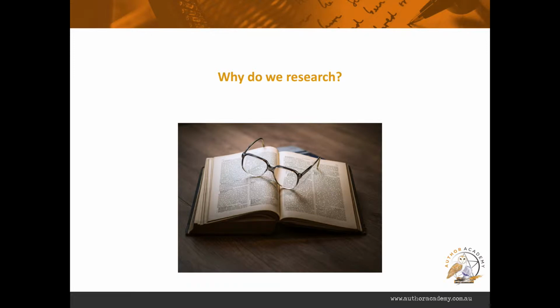So why do we research? The most important reason why you research is to make sure all your facts are correct. Otherwise your credibility is on the line, and that is something you really don't want to jeopardise. Even if you are writing your biography, you will still need to do some aspect of research.